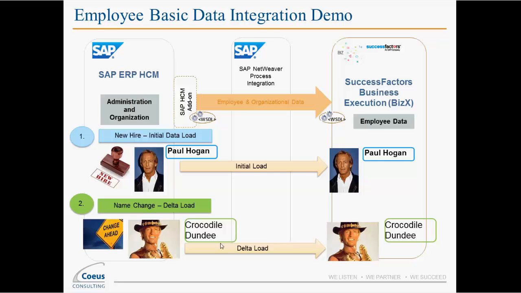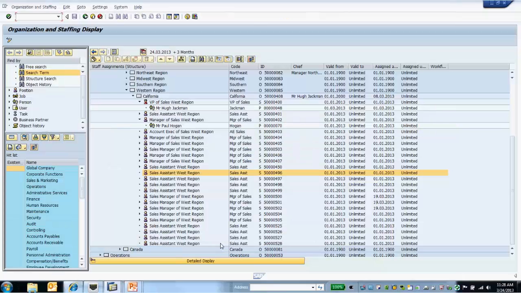So I'm going to start off in the SAP HCM on-premise system. Here we have a view of the organizational structure, and we have a department for California for the sales region, and we have Hugh Jackman as the head of this department. And we've hired in a new employee, Paul Hogan, into the manager of sales West region. So let's move over into our SuccessFactors system to make sure that Paul Hogan does not already exist there.